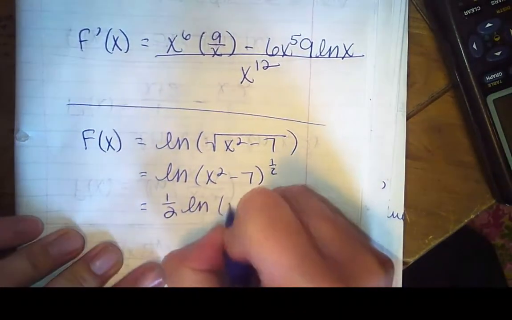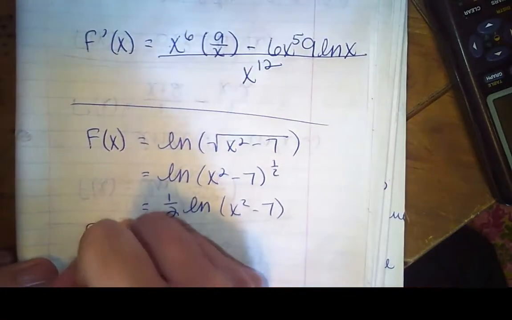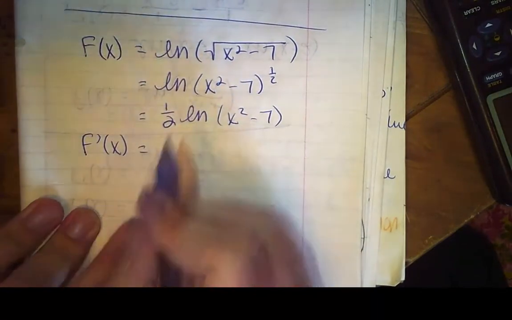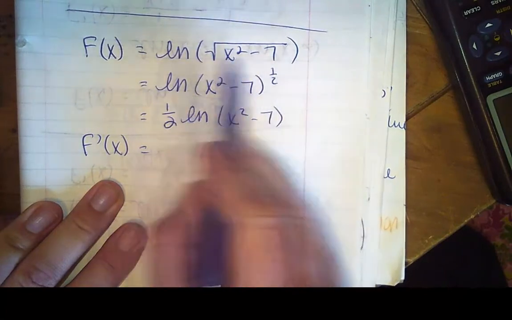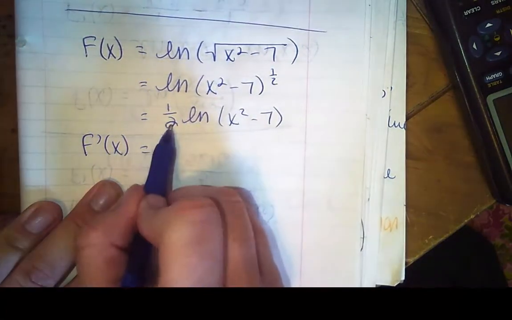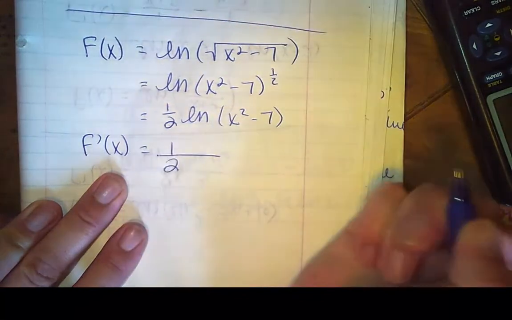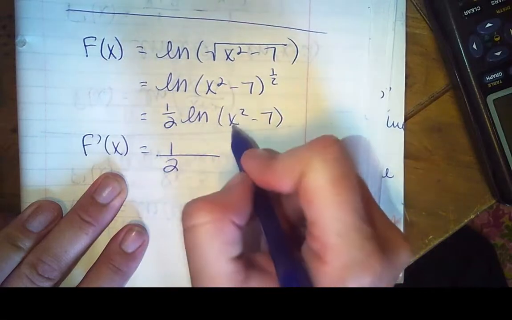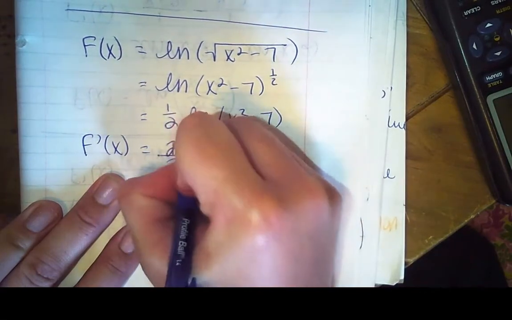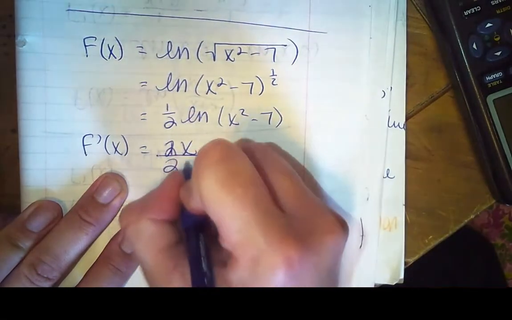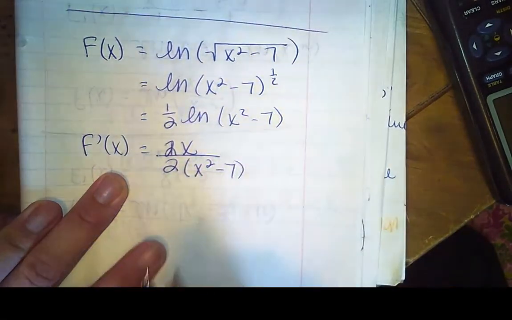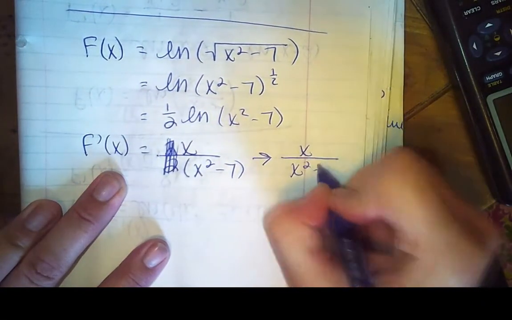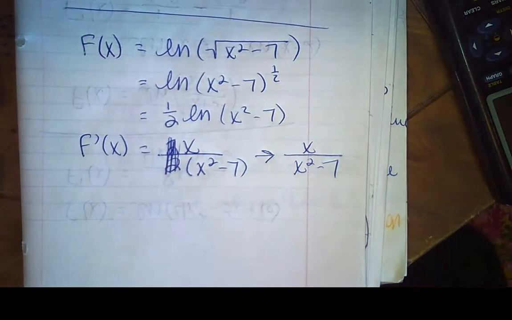So I've got 1/2 natural log of x squared minus 7. And that process of differentiation is a whole lot easier than if we had just dove in this way. So the 1/2 is coming along for the ride. So I've got a 1 over 2. So I take the derivative of the argument. The derivative of x squared minus 7 is 2x over the argument itself, which is x squared minus 7. So your 2's reduce, and you're left with x over x squared minus 7.